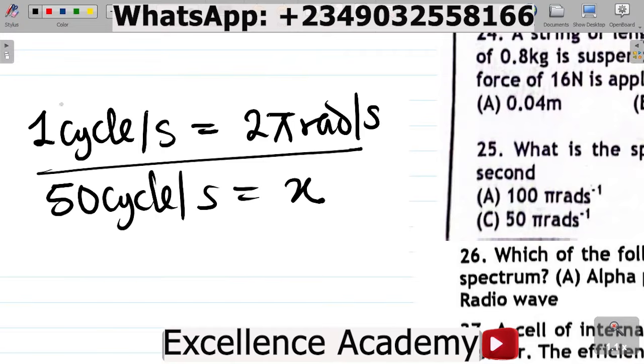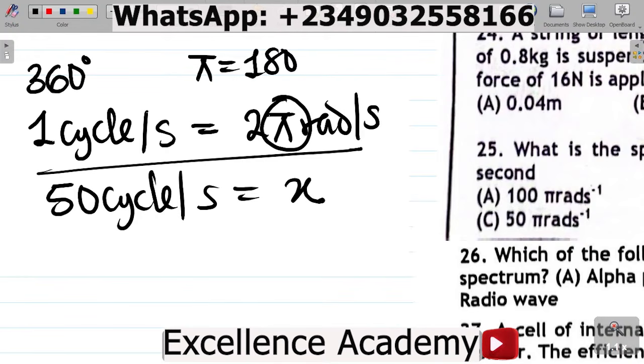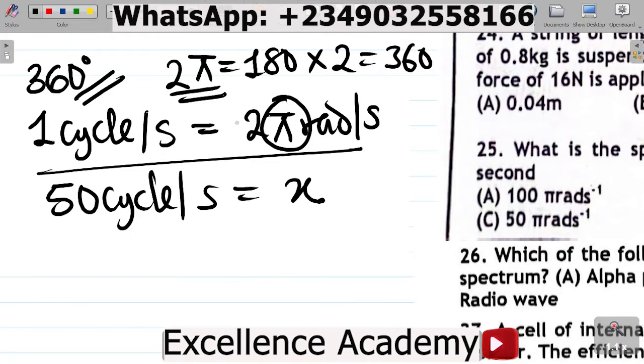And the simple reason is because when we say 1 circle, it is 360 degrees. If I go through 1 circle like this one here, the total angle there is what? 360 degrees. And we also know that the value of pi, when it comes to angular measurement, is equal to 180. Of course, 180 times 2 gives you 360. So when we say 2 pi, it means 2 times 180, which is 360. So that's how we derive this formula.